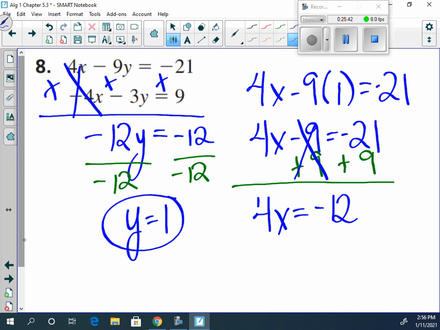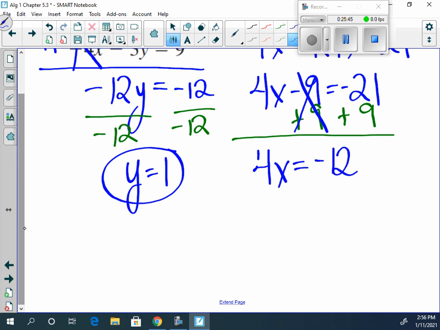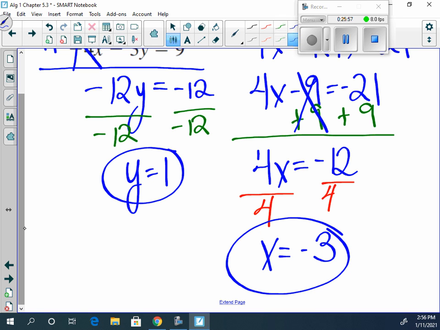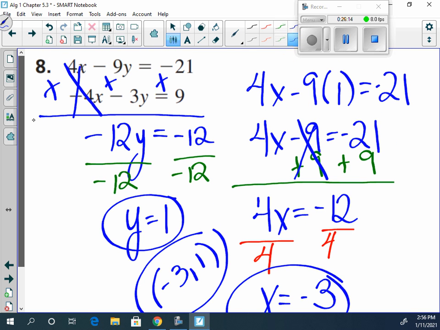And last but not least, we divide both sides by 4, and we get x is equal to negative 3. So the solution is negative 3, 1. Questions on this here? Okay. Because if we wanted to, we could have used the other equation to find this and get the same answer.